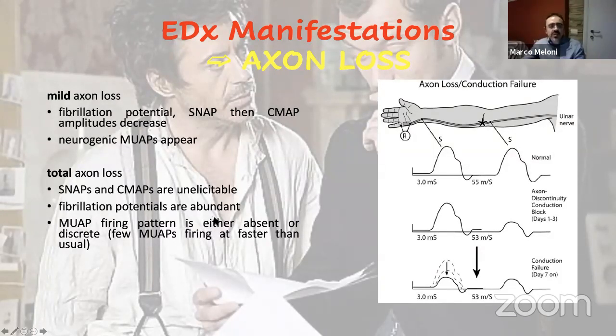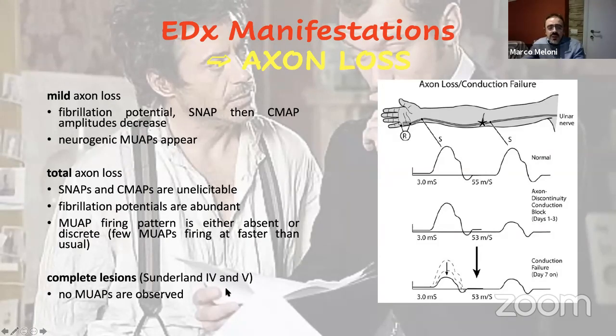When we have total axon loss, of course, sensitive and motor action potentials are irreversible because there is total axon loss, and fibrillation potentials, on the contrary, are abundant. And motor unit action potentials are absent or discrete because there is total axon loss. A complete lesion means no junction, no contact at all. So we're talking about neurotmesis, and so no motor unit action potential.